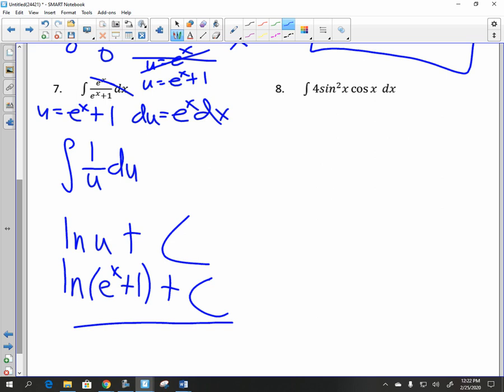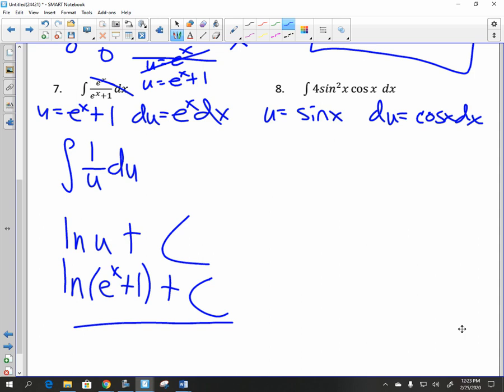All right, talk with your friend. What's u for number 8? Go. So we choose u in this situation to be sine of x. So therefore du is equal to cosine of x dx. Excellent.